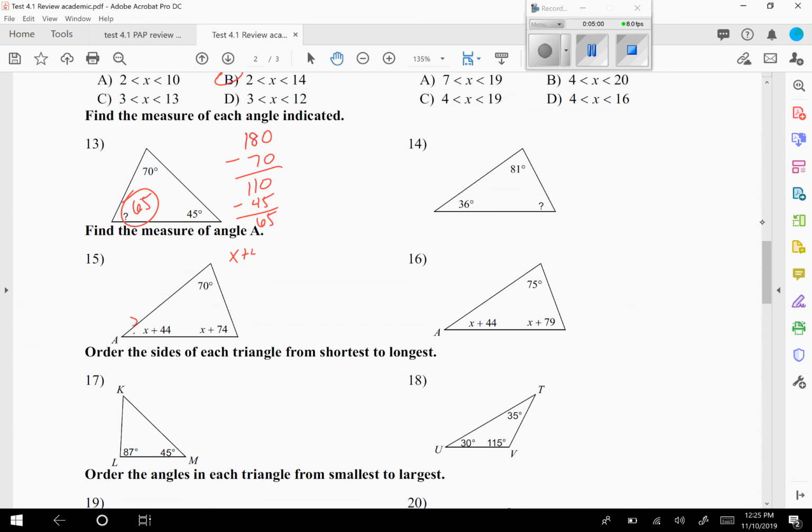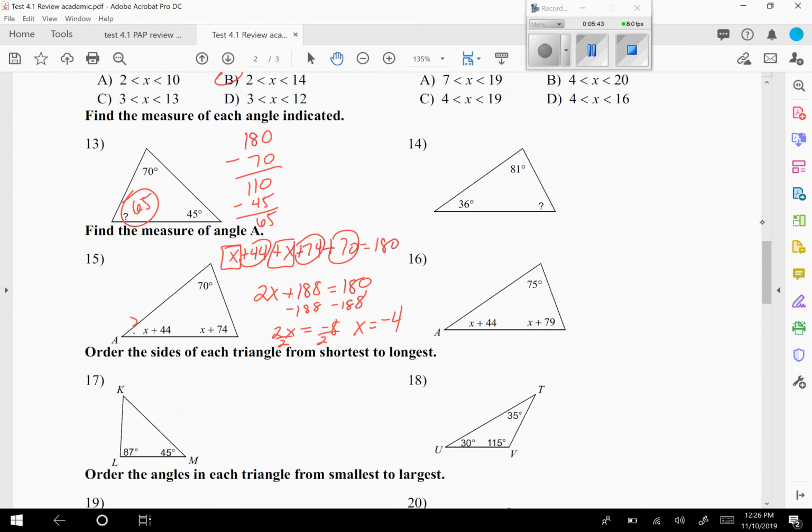So x plus 44 plus x plus 74 plus 70 equals 180. Now I'm going to go through and add up these numbers. So 70 plus 74 plus 44, that's 188. But then we also have these two x's, so that's 2x. That's equal to 180. So take away 188. So 2x is negative 8. So when you divide by 2, you get that x is negative 4.